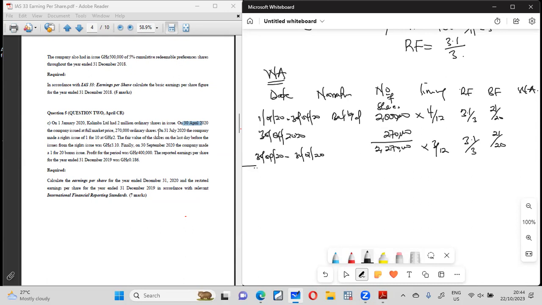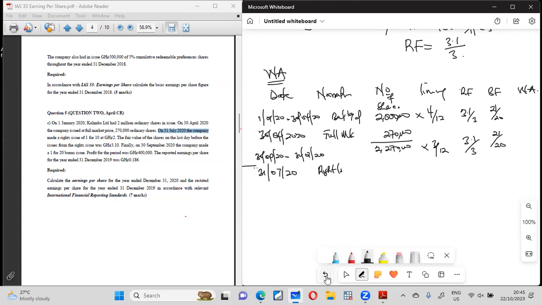Then they tell you that on which date? On 31st July. That is when the right issue was made. So 31st July. Oh, sorry, 31st July 2020. That is when the right issue was made. Now, what is going to happen is that, so this one was full market. Narration is that it is full market. Then this one, we have a right issue.